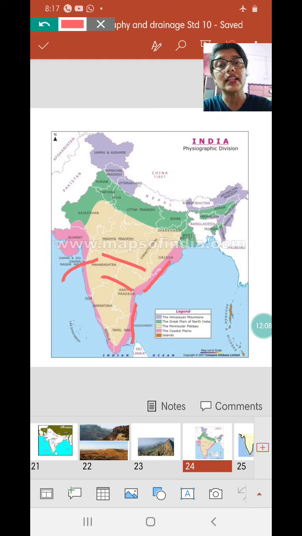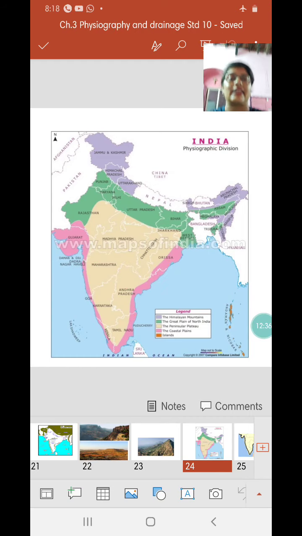Now, what is an estuary? We know that normally rivers empty their water in the sea. But during high tide, the sea water enters the river, and the length up to which the sea water enters is called a creek. So the western coastal plains have more of these creeks, while the eastern coastal plains have more of the deltas.